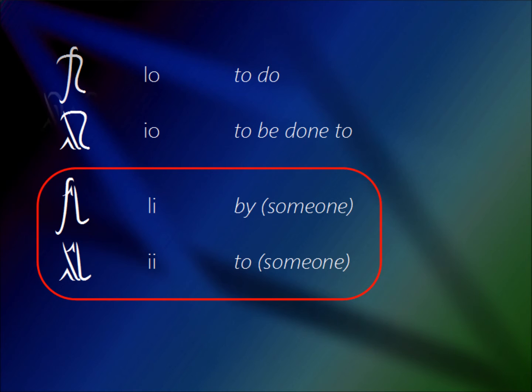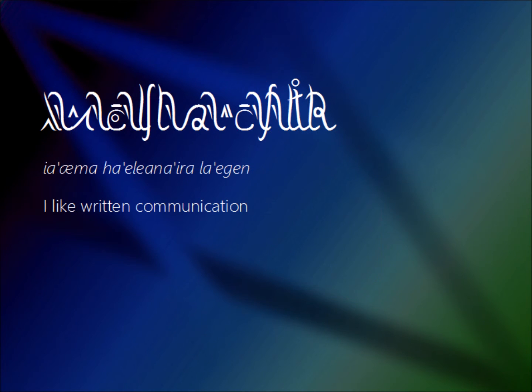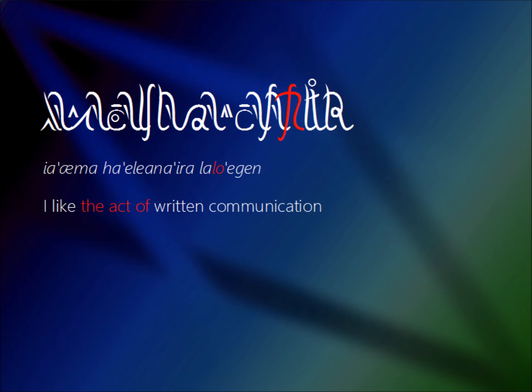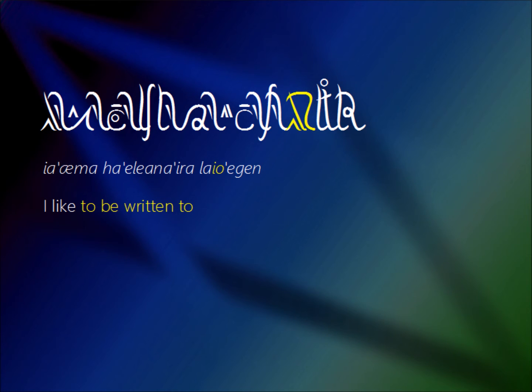Let's put these words into practice and consider the sentence Ya aima ha Eliana ira la igen. Good feelings are given to me by visual communication. If we place the activity particle lo before the visual communication agen, we get lo agen, to write. So, Ya aima ha Eliana ira la lo agen means I like to write. Ya aima ha Eliana ira la yo agen means I like to be written to.